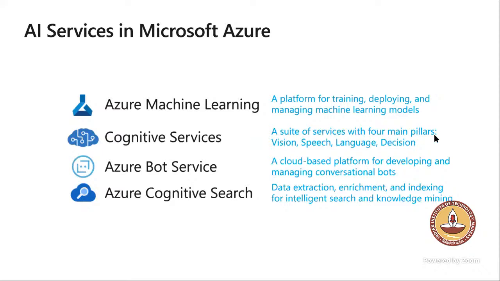So what is it? Four pillars are there: vision, speech, language, and decision. These three we know as senses of human, and decision, we don't call a sense, but whatever these three things make sense to us is a decision. All these things are done by cognitive services, as I said: image analysis, text analysis, and others. Bot service provides conversational bots, right? So let's say you are a company and you want a bot on your website, then you can ask Azure to give you bot service.